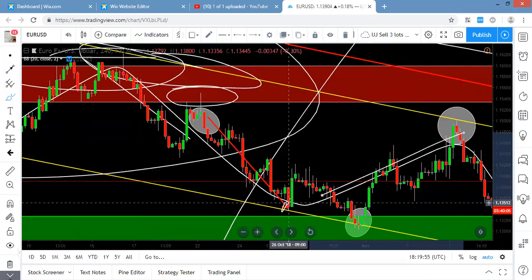So what I like to do, and this is a very important pro tip right here, you guys, a pro tip: there are times where price will not always come and touch the trend line exactly.